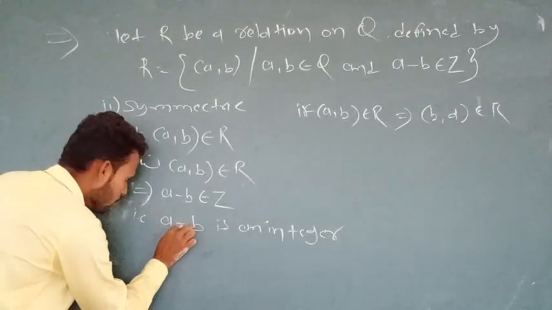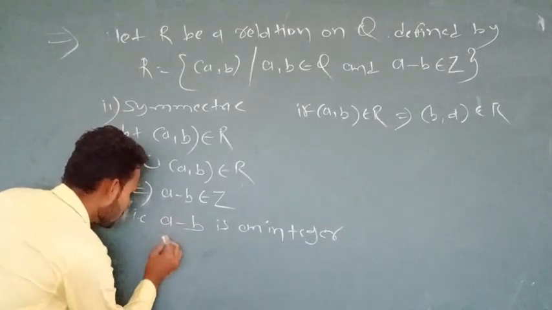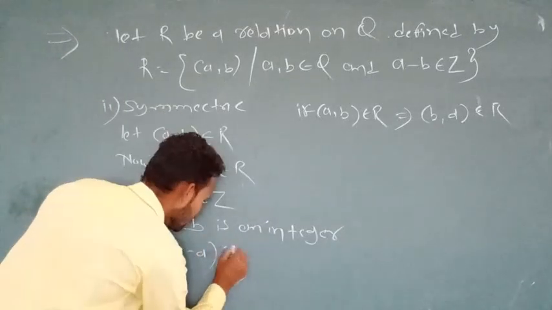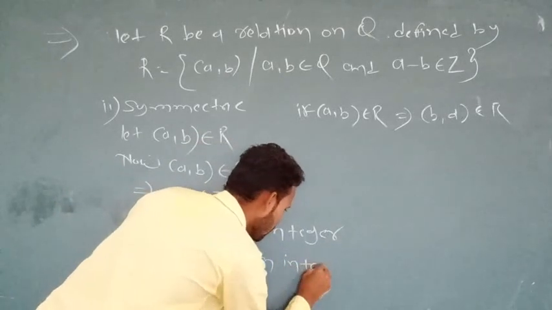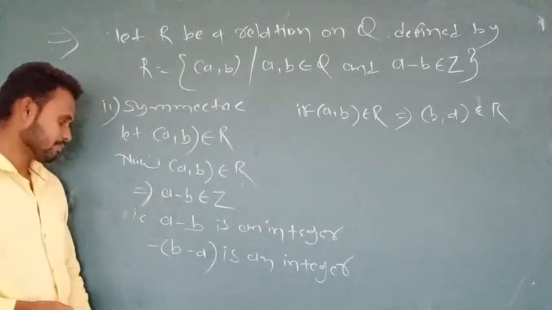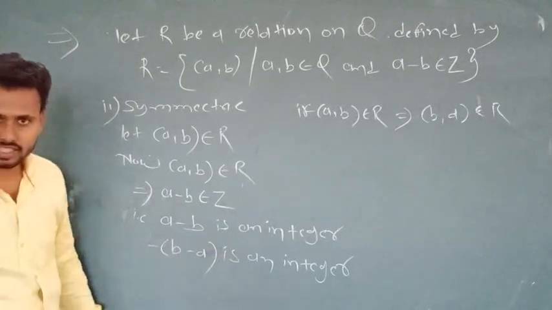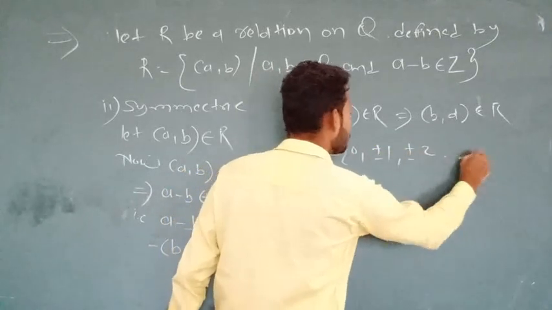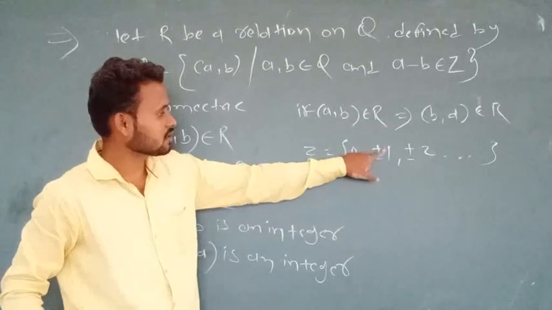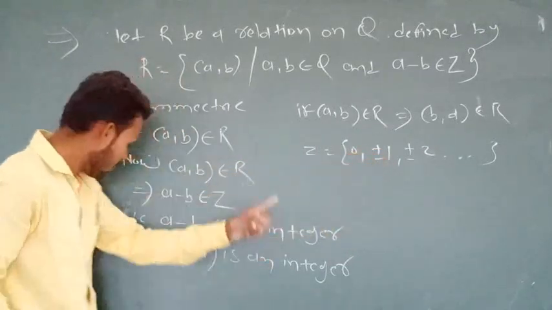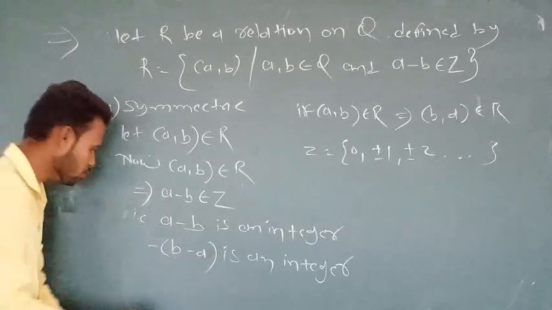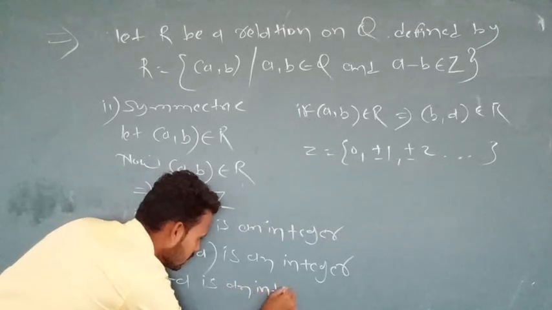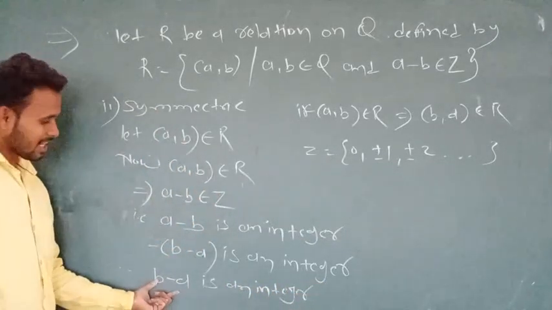Next line we do, if we take common, आपण जर common घेतला minus तर काय होईल, minus bracket B minus A, minus common घेतल्यानंतर is also an integer. Now next, minus in bracket this is an integer. We know that the set of integers is 0, plus or minus 1, plus or minus 2 and so on. Here plus 1 is an integer, therefore minus 1 is also an integer. Therefore we say that B minus A is an integer.